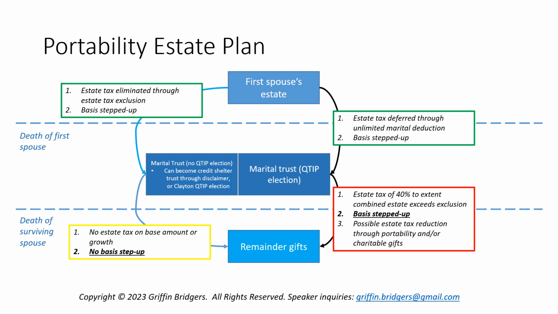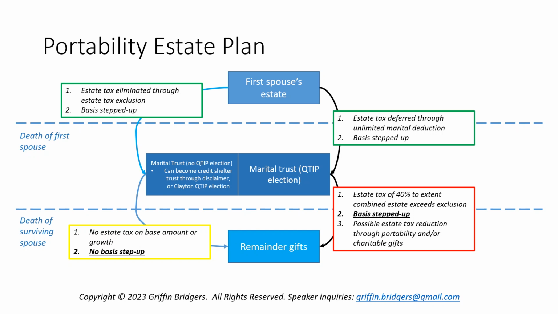So you could double that up, and then the marital trust could also have non-Q-tip elected assets, which could become a credit shelter trust through a Clayton Q-tip election, or could just still be a marital trust in structure and form for distribution purposes, but wouldn't be included in the survivor's gross estate. It would function like a credit shelter trust in that regard, in that it would carve off and use and preserve the unused exclusion of the first spouse to die.